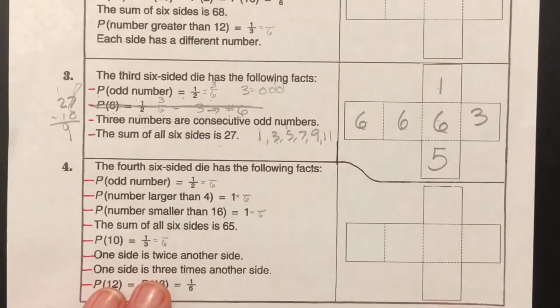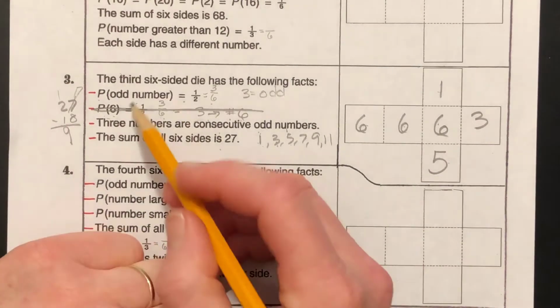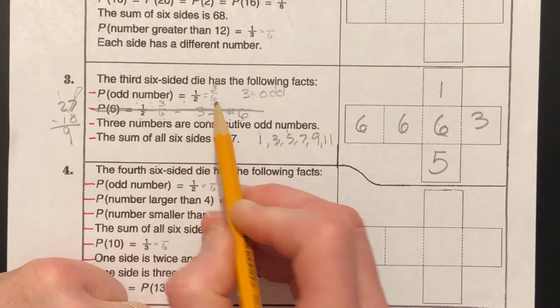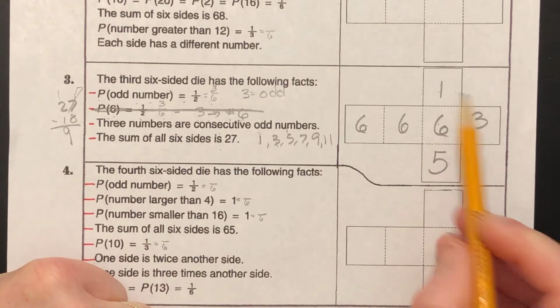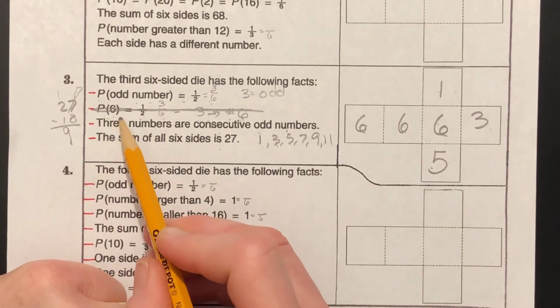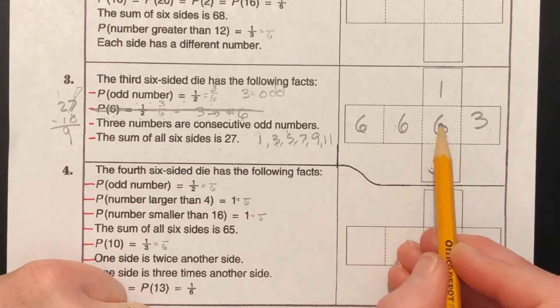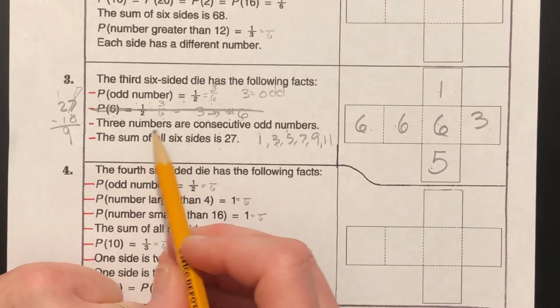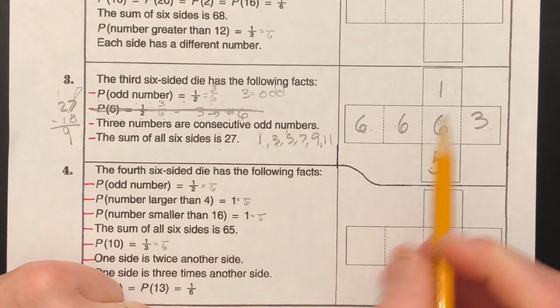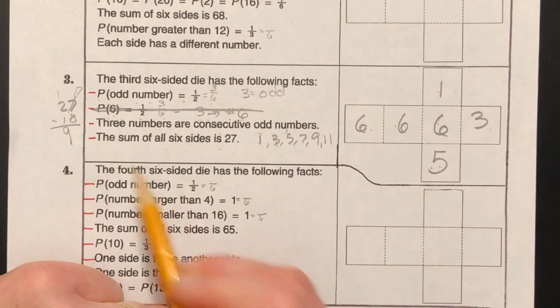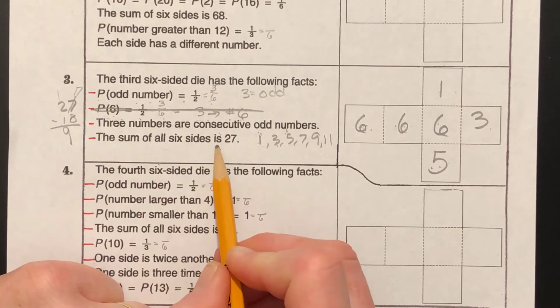I'm going to go back and just make sure. The probability of landing on an odd number is 3/6. Probability of landing on 6 is 3/6, or 1/2. 3 numbers are consecutive odd numbers: 1, 3, 5. Yes, they're consecutive. The sum of all 6 sides is 27.